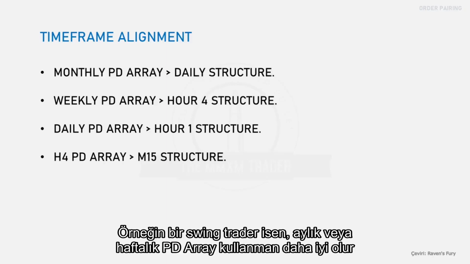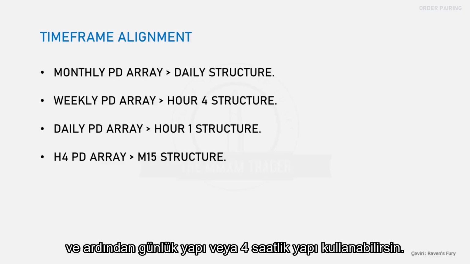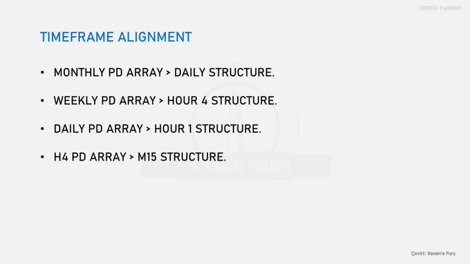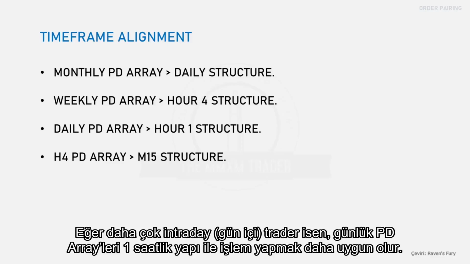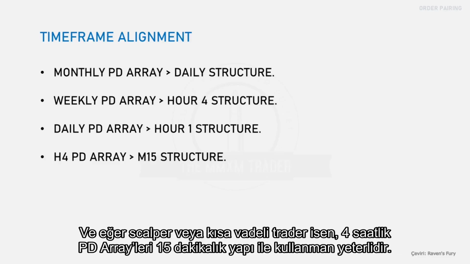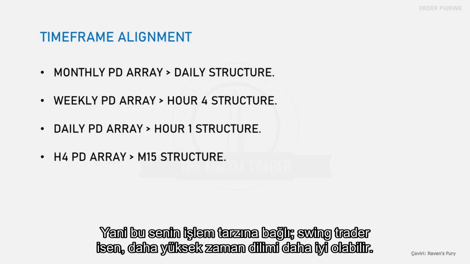So if you, for instance, are a swing trader, you're better off using a monthly or a weekly PD array and then utilizing the daily structure or a 4-hour structure. If you are more of an intraday trader, you're better off trading the daily PD arrays with a 1-hour structure. And if you're a scalper or a short-term trader, a 4-hour PD array and an M15 structure, that's good enough. So it depends on your personality.